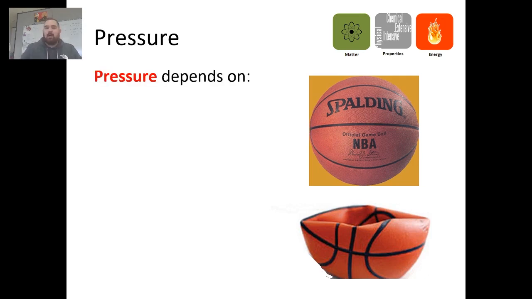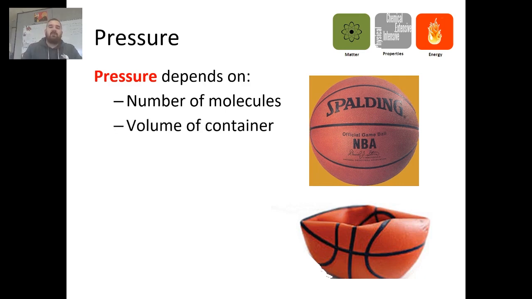Pressure depends on what? Pressure depends on 3 things. It depends on the number of molecules. So the more air you pump into a basketball, the higher its pressure is going to be. So pressure depends on number of molecules or number of moles, however you want to put it. Pressure also depends on the volume of the container.